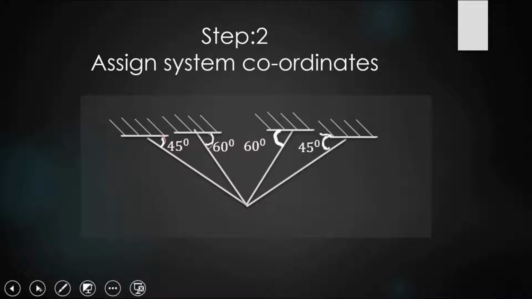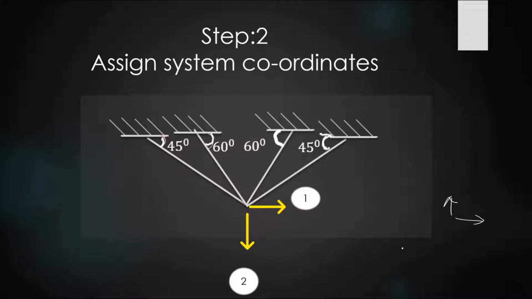Second step, we have to assign system coordinates. We have found out that there are 2 degrees of freedom, so each degree of freedom will be given a system coordinate. So we have 2 system coordinates, one in the horizontal and one in the vertical direction. You can take any direction, like in this direction or in this direction. Only keep in mind that you should provide 2 degrees of freedom at the free end. I have taken horizontal right, which is moving in the right direction, and vertical, which is moving downward, as the 2 system coordinates.